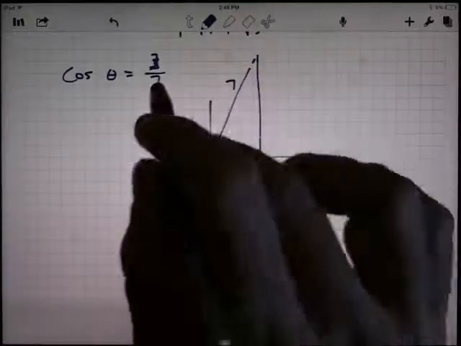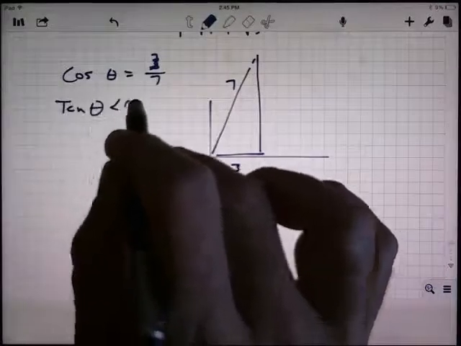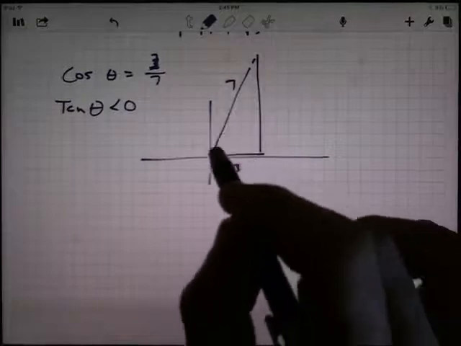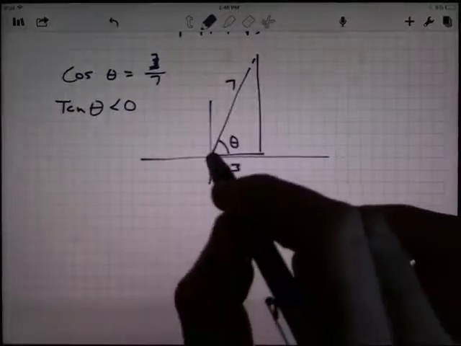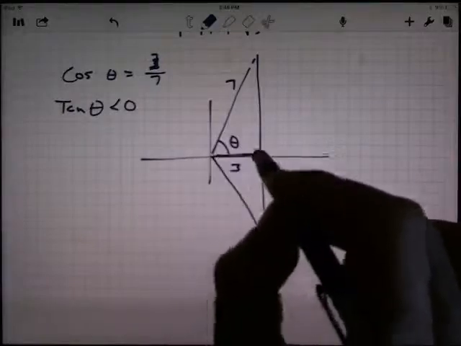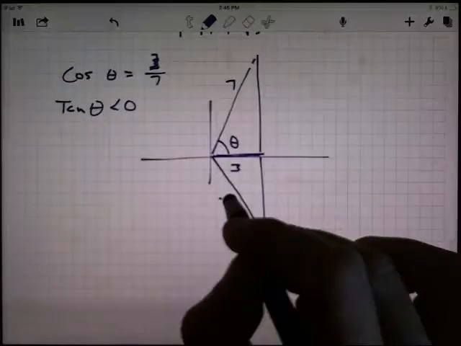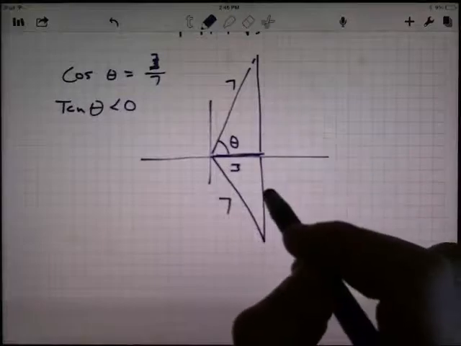I want to give you another bit of information, though. Suppose I know that the tangent of theta is negative. Because there's a second place where this might happen. This angle right here certainly fits that description. But also, I could be down here, where the x-coordinate is still 3 and the r is 7. The difference is that where this one had a positive y value, this one has a negative.